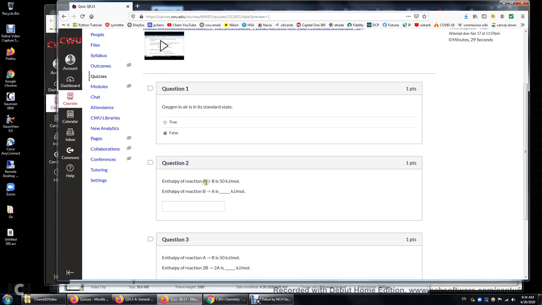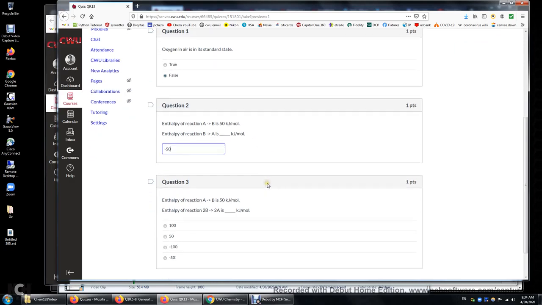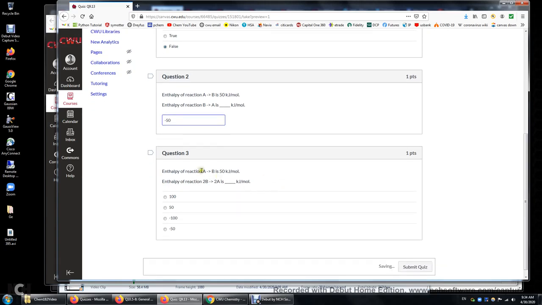Enthalpy of reaction from A to B is 50, and you reverse it. Of course, it's negative 50. Okay, you reverse the reaction, you change the sign for enthalpy of reaction. From A to B is 50, then from 2A to 2B is 100. So 100, but the reaction is reversed.